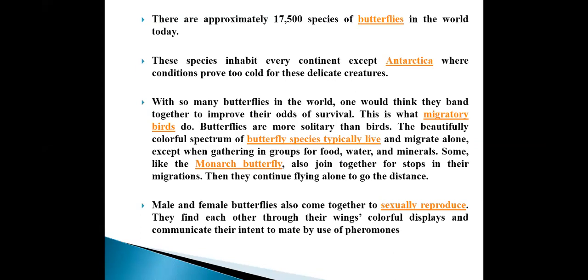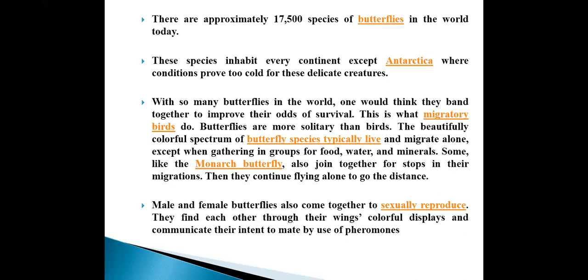Like birds, these butterflies also live together. They have the characteristics of birds: when they travel from one place to another, they shift their living place also. Whenever they migrate, they don't go alone, but go with the group and find food and water, and whatever things they need for their living, they do it in a group.